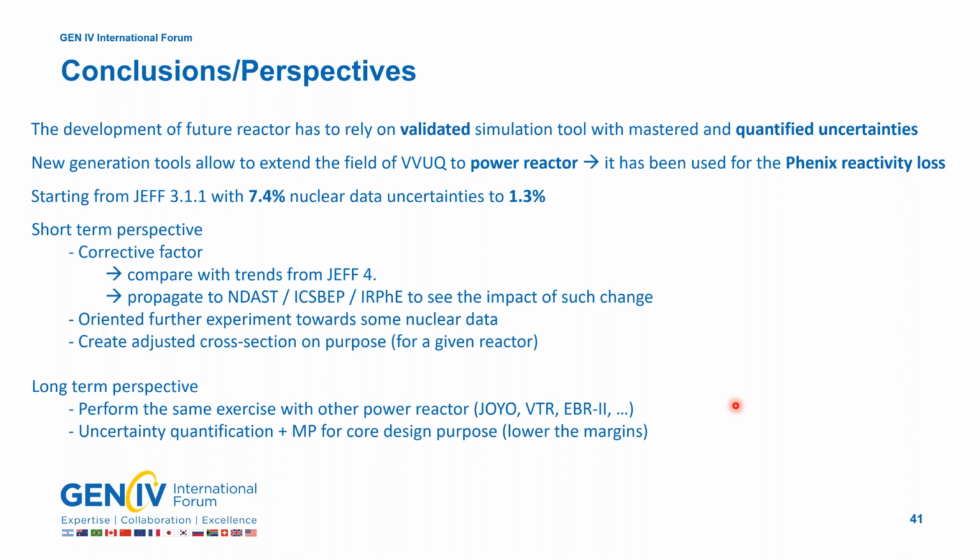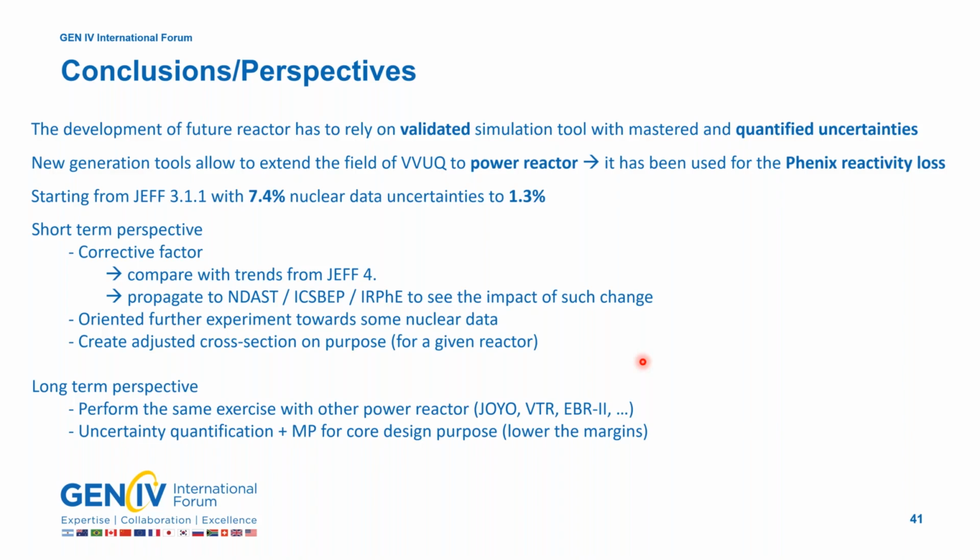The short-term perspective will be to assess those corrective factors. Are those corrective factors fitting with current new nuclear data evaluations? And if we propagate them to some nuclear data with an integral experiment database, what's the impact of such corrective factors on that database? With this kind of work, we could also tell something and orient further experiments towards some nuclear data.